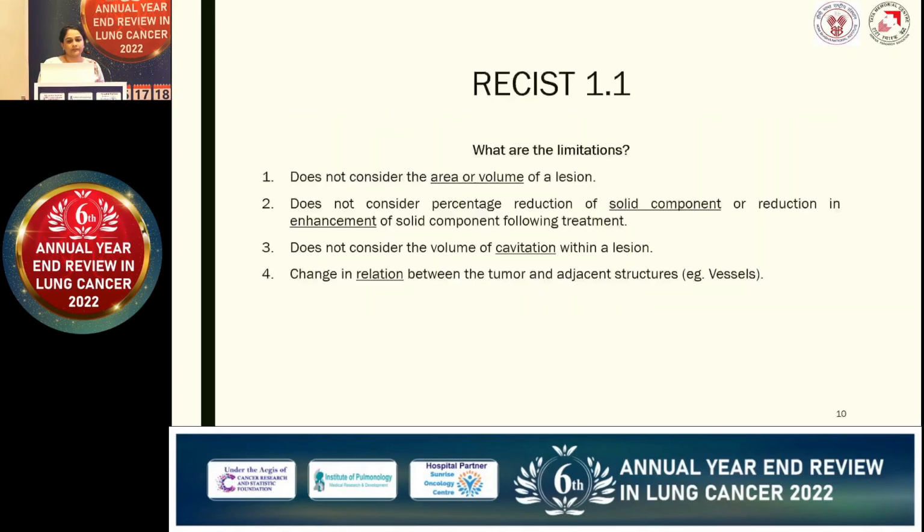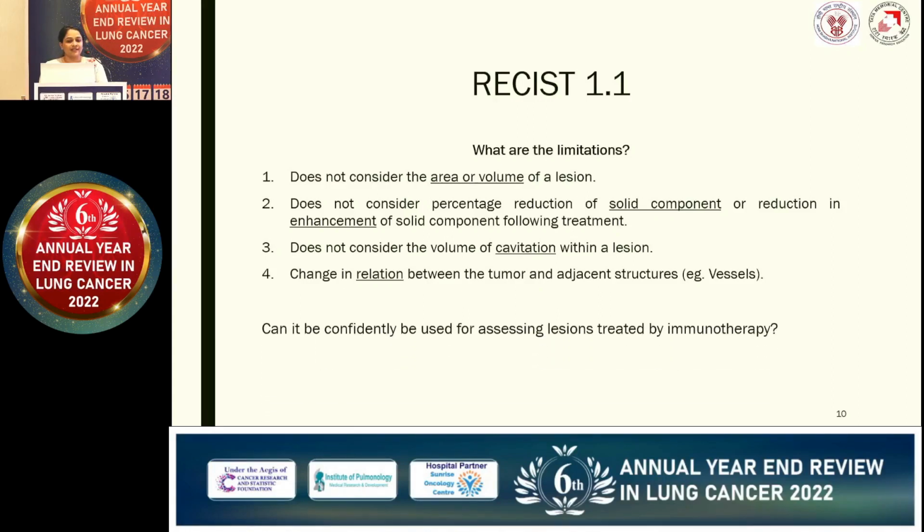So the limitations with RECIST are, of course, as I said, we take the longest diameter, so the area or volume is not considered, and neither is the solid component of the lesion, or the enhancement of the solid component. Sometimes response in tumors is development of cystic or necrotic changes or cavitation, which, if the overall size is the same, again, is not considered here. Or if there is a change in relation between the tumor and adjacent important structures, especially vessels.